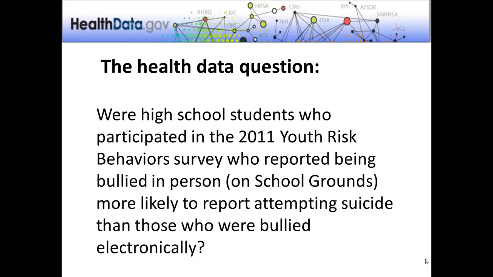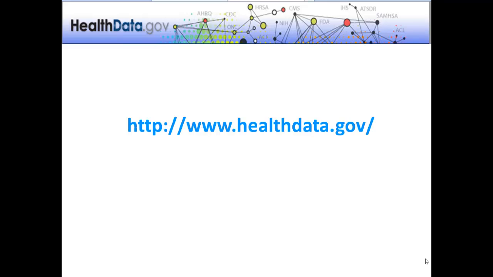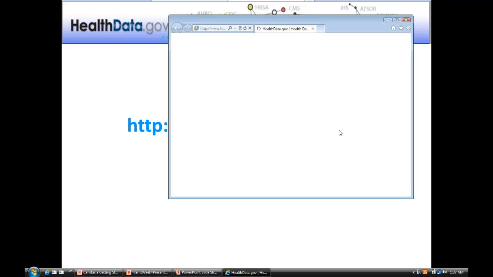The health data question is: were high school students who participated in the 2011 Youth Risk Behavior Survey who reported being bullied in person, in this case on school grounds, more likely to report attempting suicide than those who were bullied electronically? This is the link to the website, www.healthdata.gov. We will click this link and it will take us to the website.